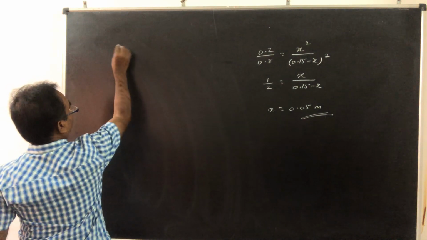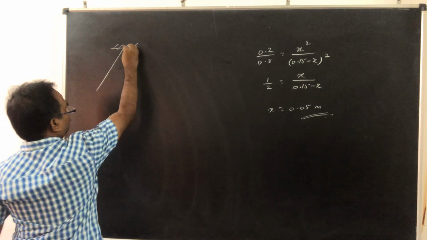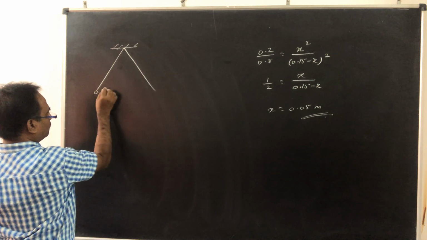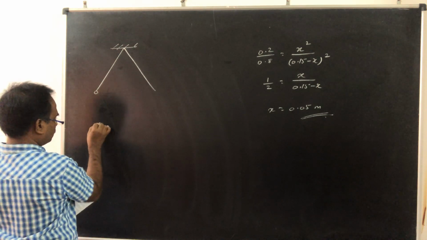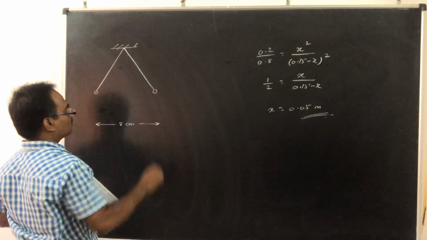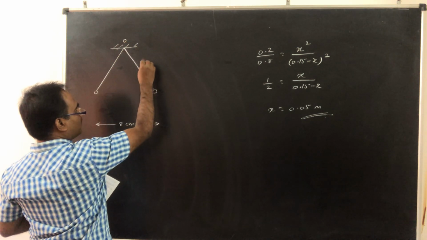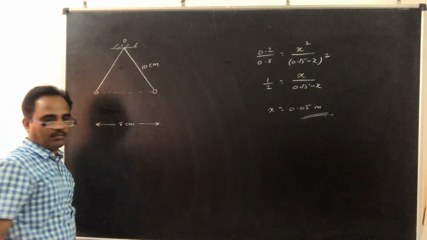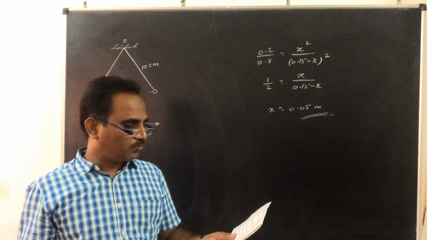So the given problem is like this. Here there are two pith balls separated by a distance of 8 cm. There are two charged pith balls. When both of them are suspended from the same point by two strings of length 10 cm each, they get separated by a distance of 8 cm. So if that is the case, you are asked to find the charge on each pith ball.